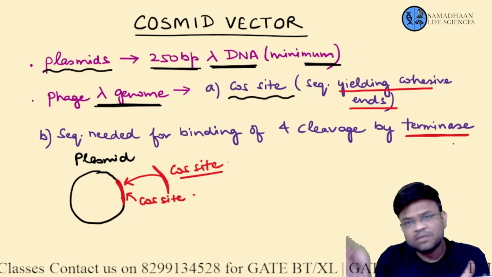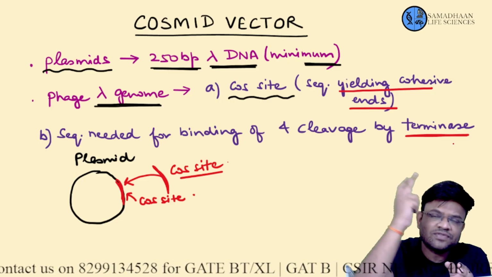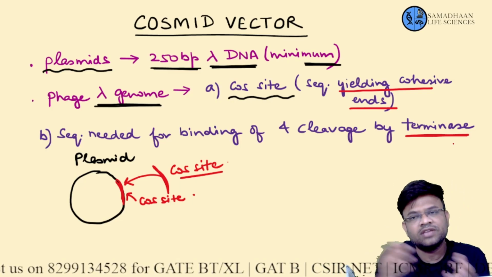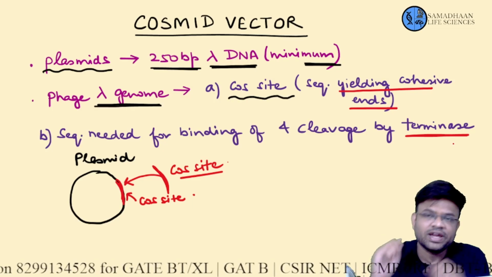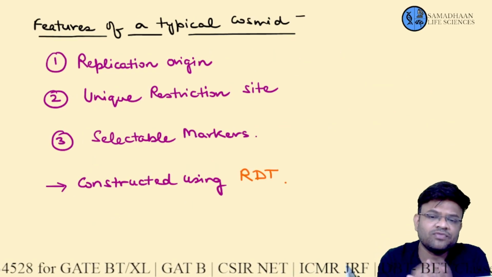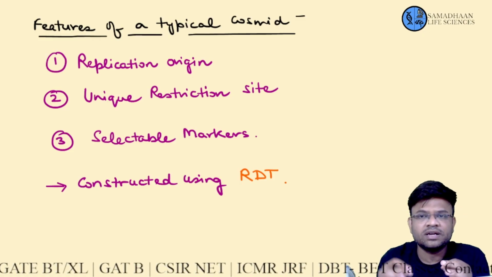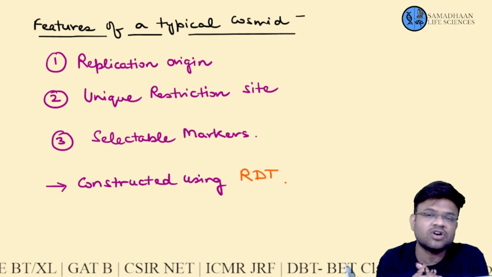Right? So it is coded by the bacteriophage, this terminase enzyme, and this terminase enzyme goes and cleaves off the cos site, thereby creating cohesive ends. Now let us move on to the next point. What are the typical features of a cosmid? What are the important constituents of a cosmid vector?